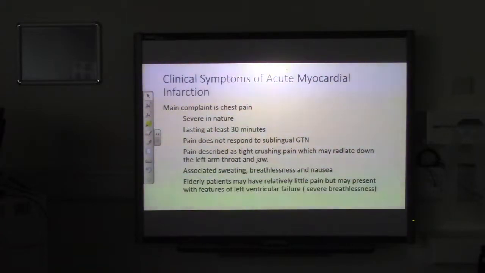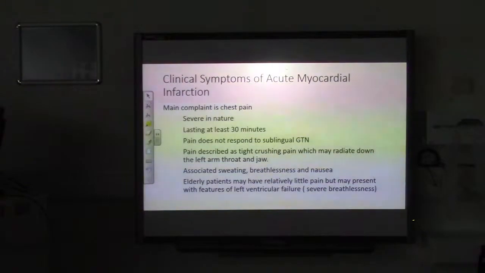So what are the clinical symptoms of acute myocardial infarction? Well, the main complaint is chest pain. It can be severe in nature and lasting at least 30 minutes. The pain does not respond to sublingual GTN. If we remember from our lecture on angina, then normally sublingual GTN will reduce the symptoms, and the symptoms only last between 1 and 5 minutes.